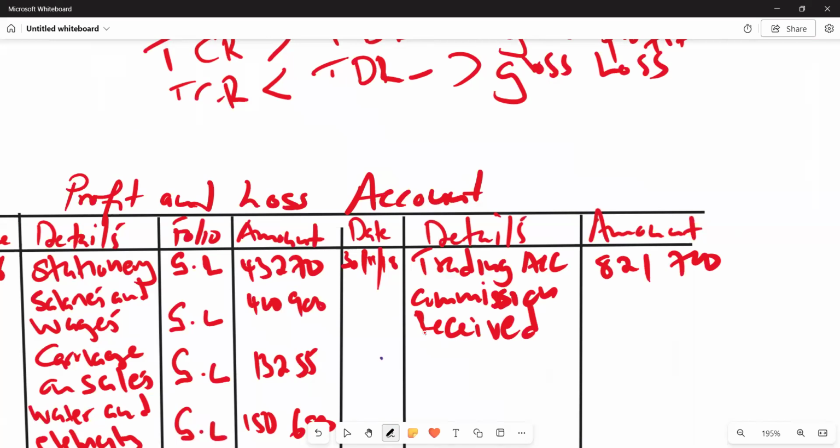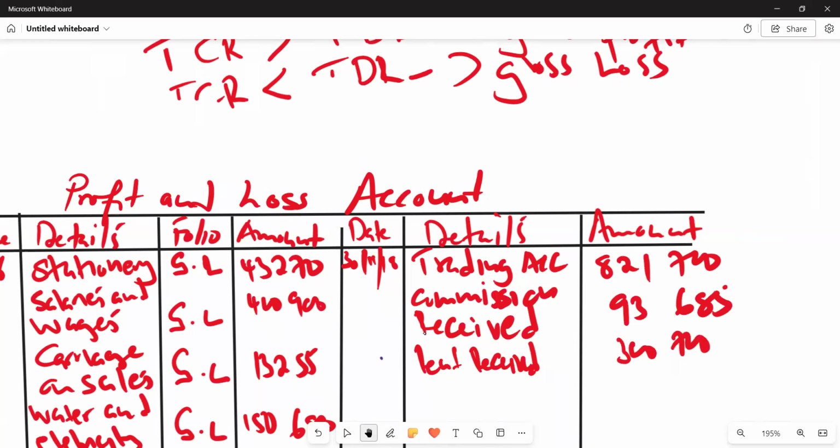Then the other entries, we've got commission received, the amount that we have is 93,685. And after that, we have got rent received, which is going to be 300,700. So after this, now you need to balance your account.